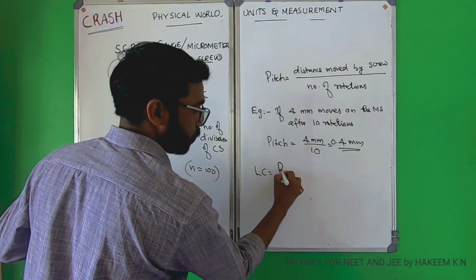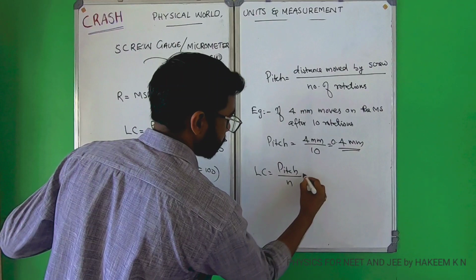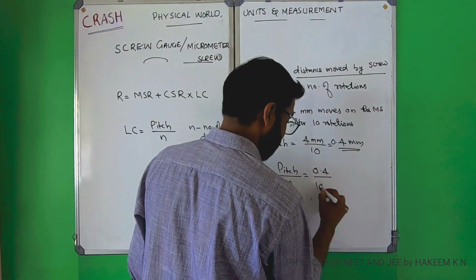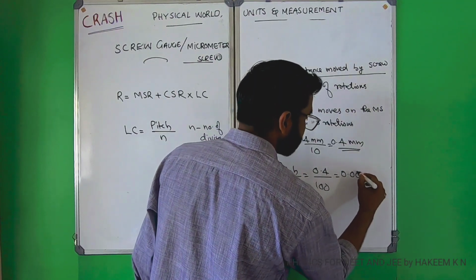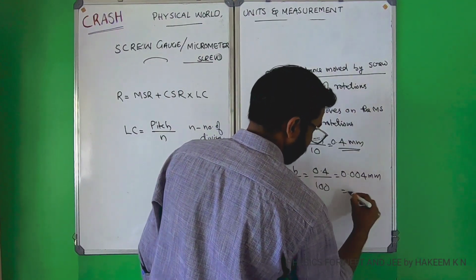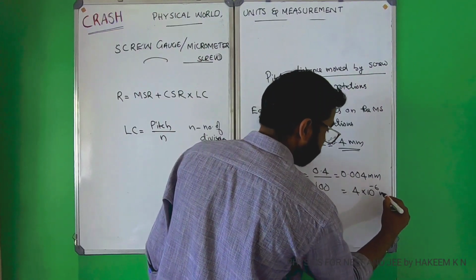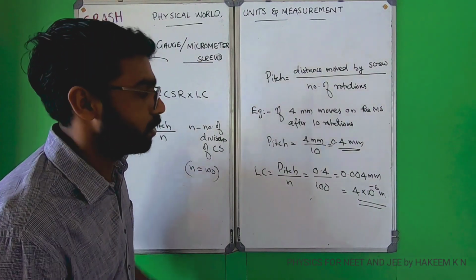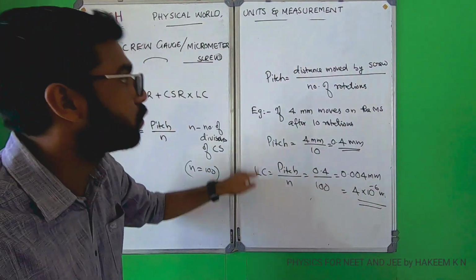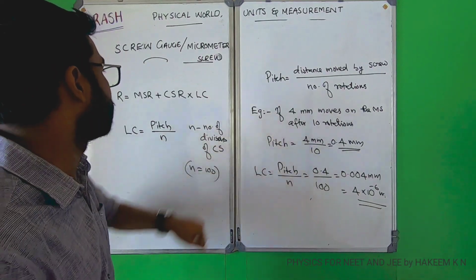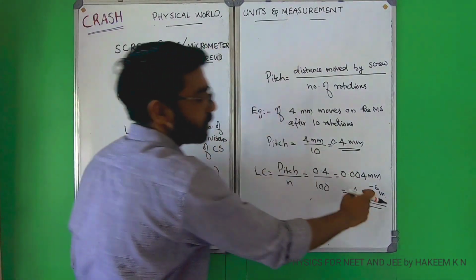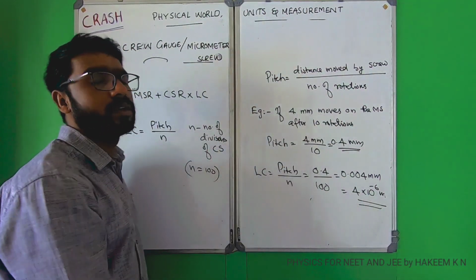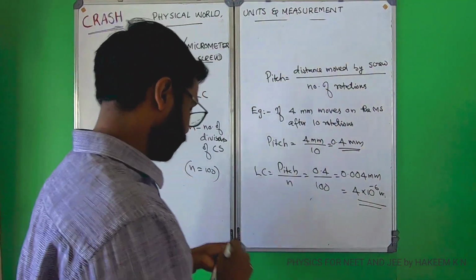And what is least count then? Least count equal to pitch by number of divisions. Here 0.4 by number of divisions, ordinarily 100, so we will get 0.004 millimeter, or we can write 4 into 10 raised to minus 6 meter, or 4 micrometer. 4 micrometer is the least count of this screw gauge. So screw gauge possesses least count around 1 micrometer. So screw gauges are also called micrometer screws.